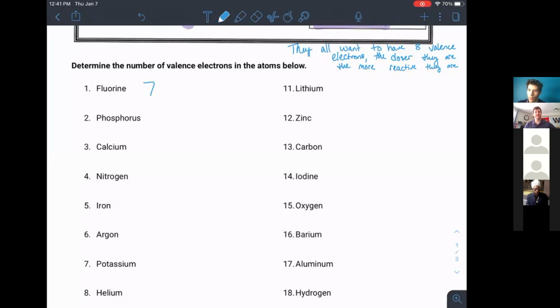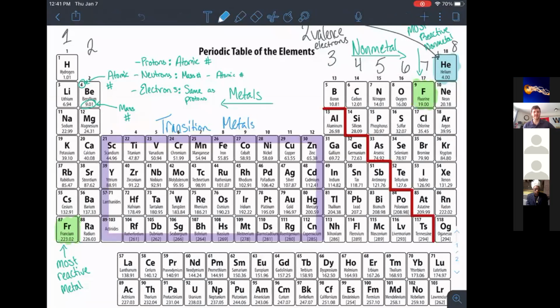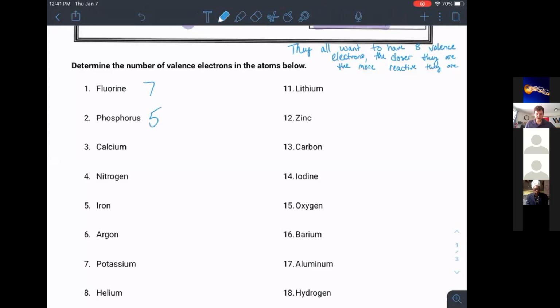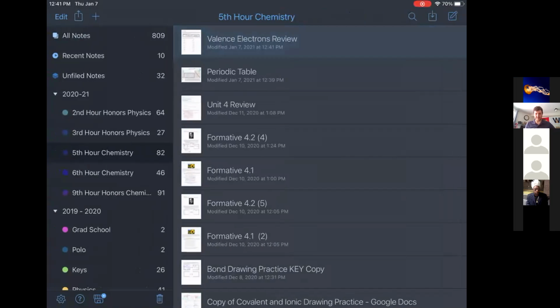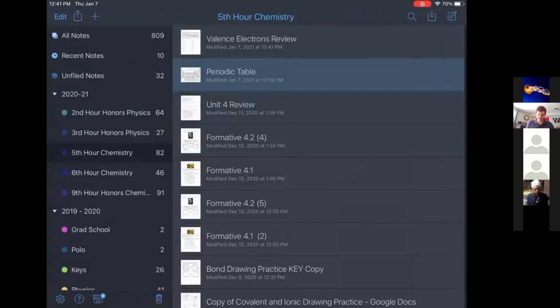Let's do phosphorus. Phosphorus is what atomic number on our periodic table? 15. How many valence electrons does phosphorus have? 5. Awesome. And then one more, we have calcium. Calcium is what atomic number? 20. And how many valence electrons does calcium have? 2. Wonderful.